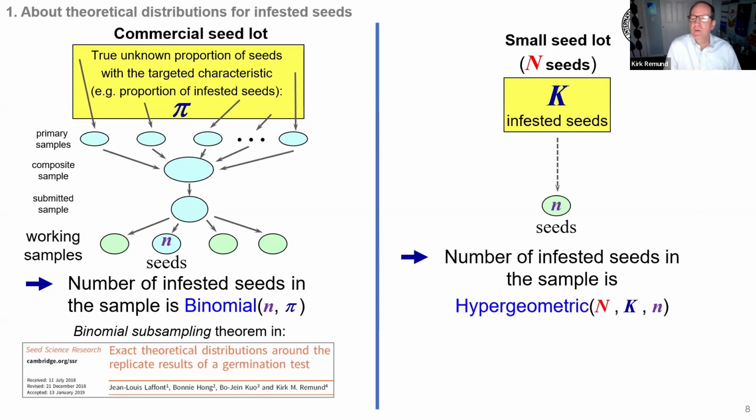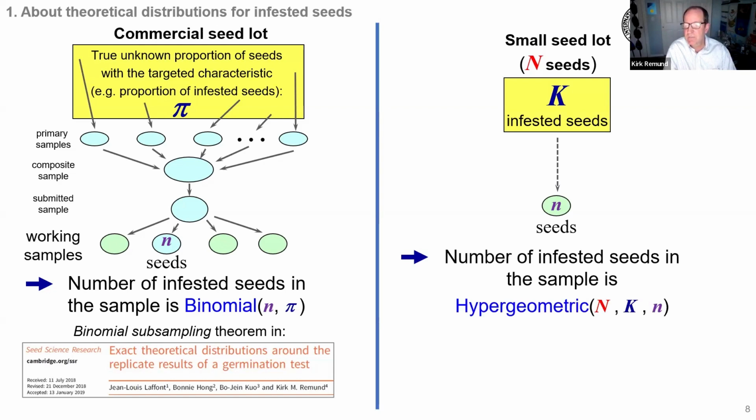Okay, so you also could have a small lot. Maybe you could hold the whole lot in your hand at this very early stage. You know the number of seeds in that lot, capital N. And in that case, there's some unknown number of infested seeds. That's not a proportion now, it's a number of infested seeds within that seed lot. And we're trying to estimate the number of infested seeds.